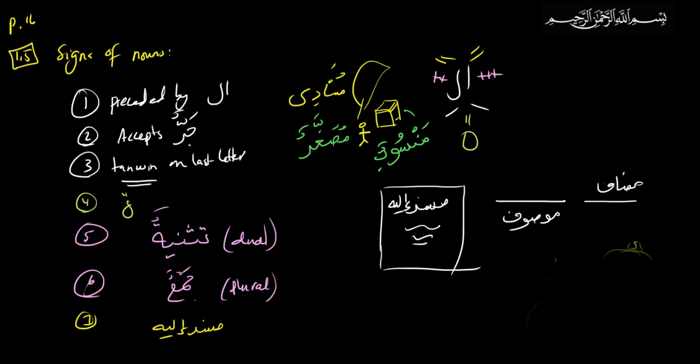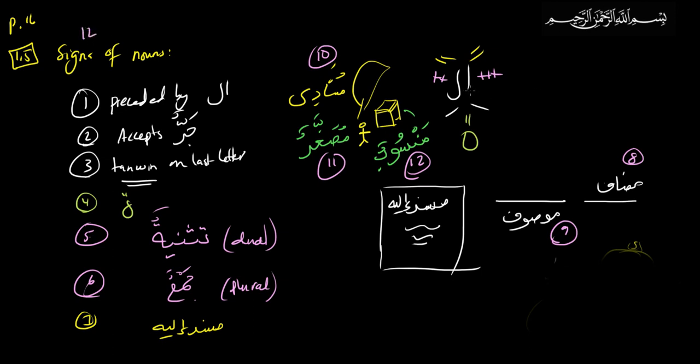Okay, let me put this over here. Number 7 was this, and this is number 8, number 9, and number 10, Nadi, number 11, and number 12. Notice all of these start with meem, okay? So these are 12 ways of recognizing nouns.